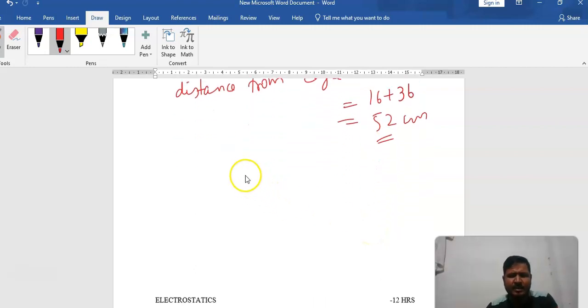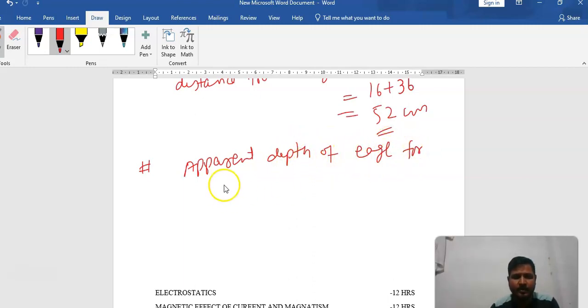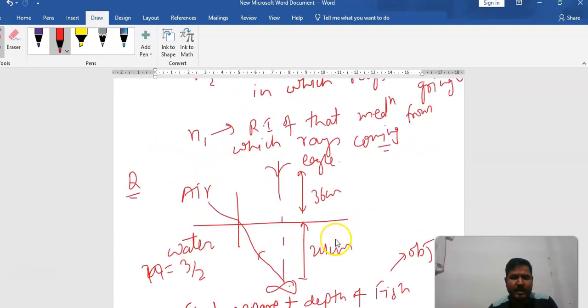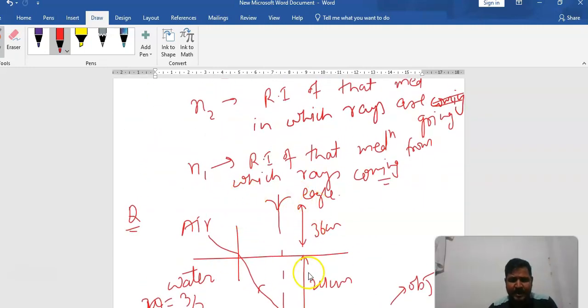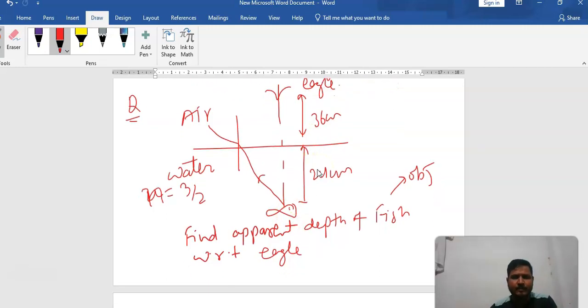Now one more question: I would like to discuss this by changing the question. Find the apparent height of the eagle for the fish. Again we use the same formula, d dash by d is equal to n2 by n1. Now this time the ray will be coming from the eagle and falls on the fish. So here the fish is the observer and the eagle is the object.